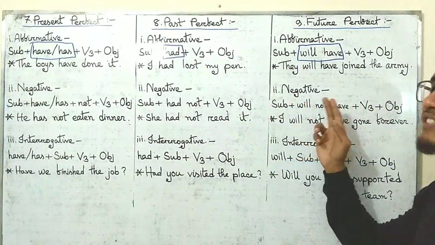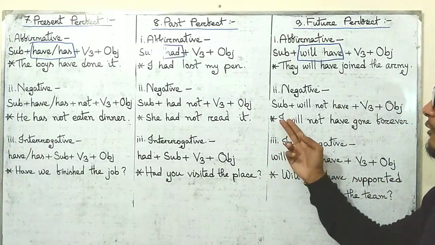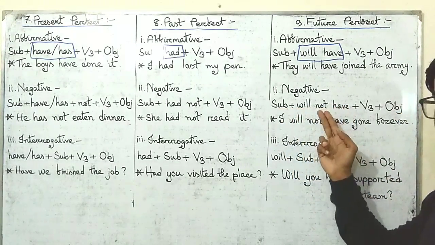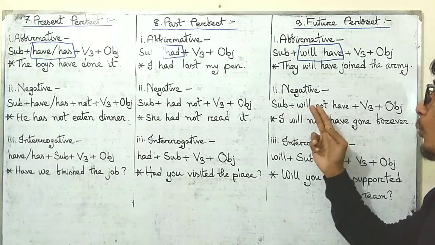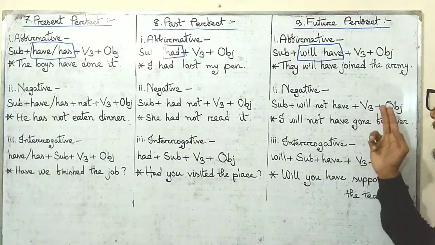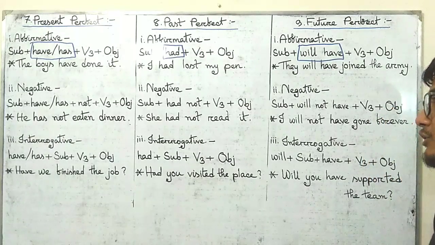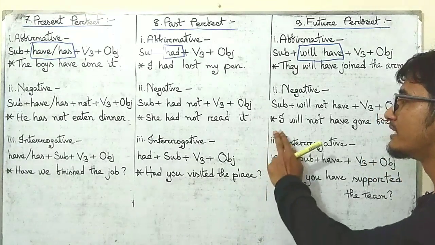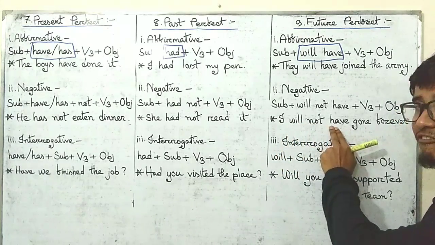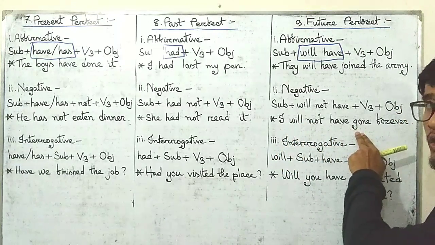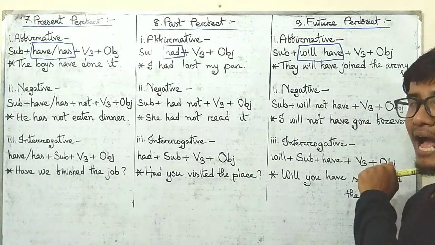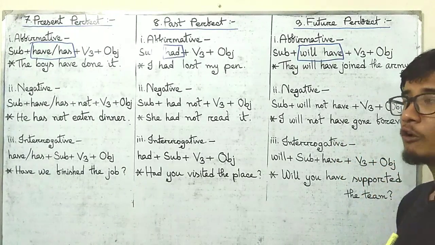And in the negative sentence of future perfect, first of all, subject plus will not have, plus V3 past participle form, and finally an object. So let me show you the example. Subject I, then will not have, then V3 gone, object forever. I will not have gone forever.